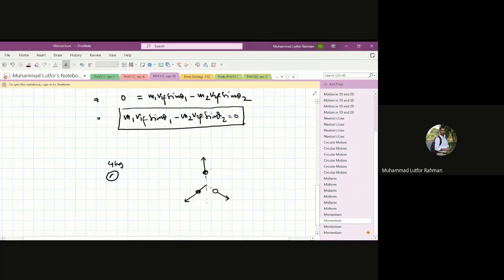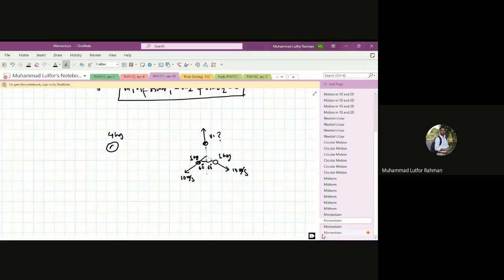Say this fragment is 1 kg, and this one is also 1 kg, and it moves with a speed of, say, 10 meters per second. This one also moves at 10 meters per second, and the angles are the same. So this angle is 60 degrees, and this is also 60 degrees, as given. Now they ask me to find the speed of that third fragment.